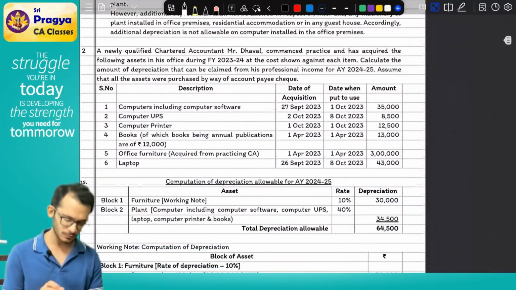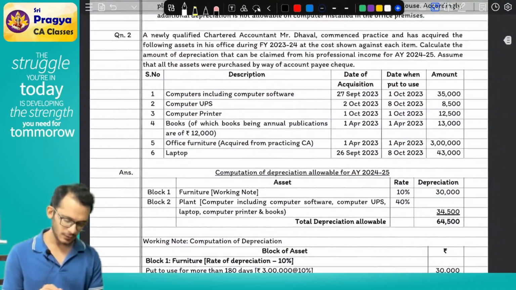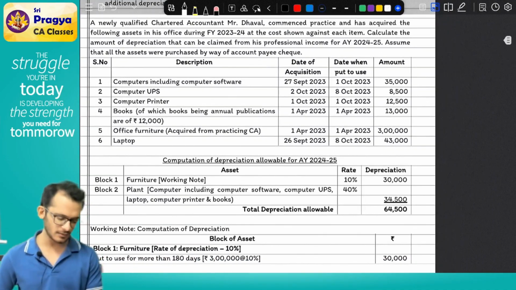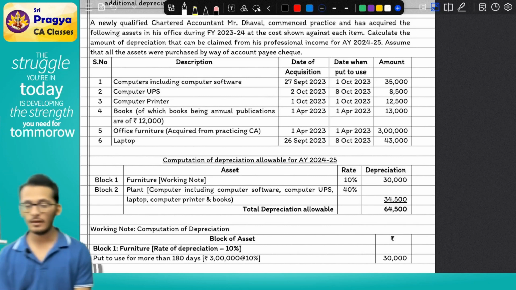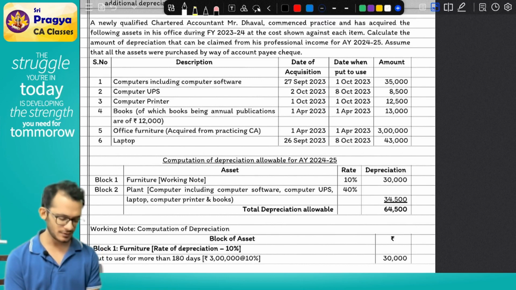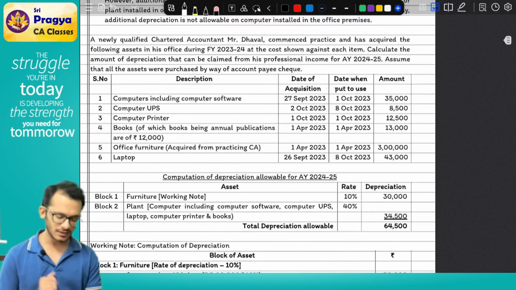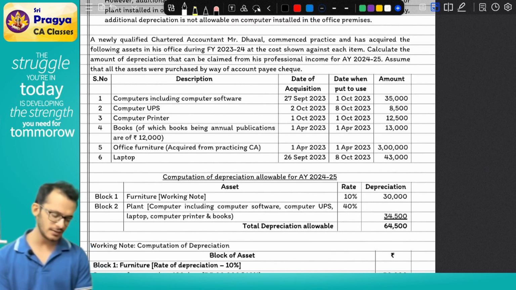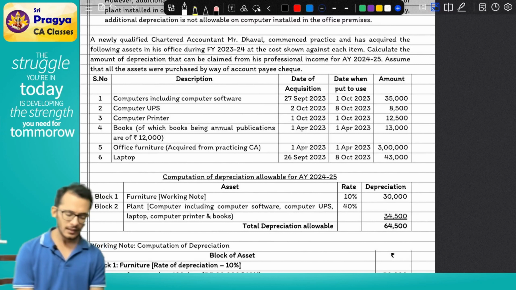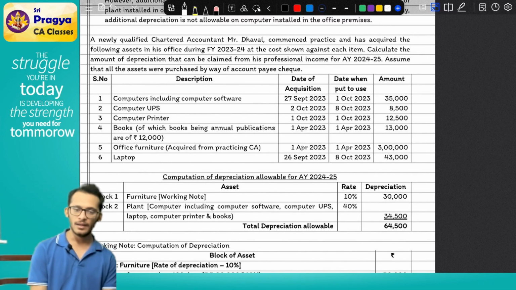Look at question number 2. It says, a newly qualified chartered accountant, Mr. Dhaval, has commenced the practice and has acquired the following assets in his office. Now, the moment you see in his office, you know that you are not eligible for additional depreciation. Keep that in mind. During the financial year 23-24, at the cost shown against each item, you are required to calculate the amount of depreciation that can be claimed from his professional income for the assessment year 24-25, assuming that all the assets were purchased by account payee cheque.